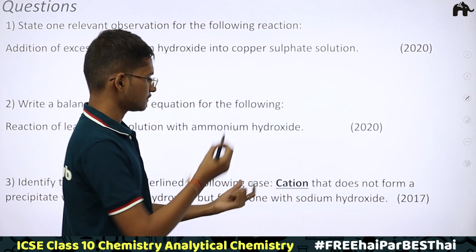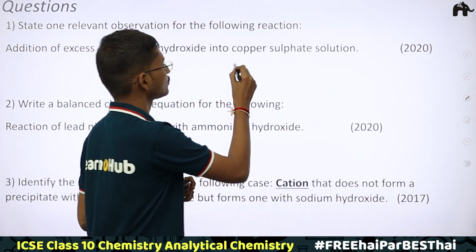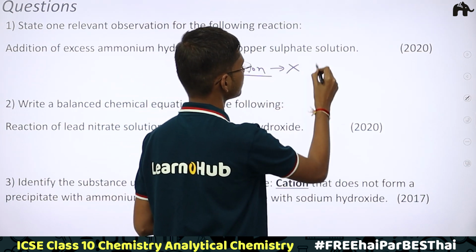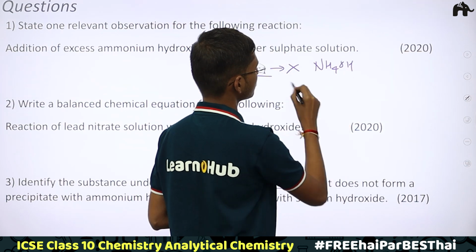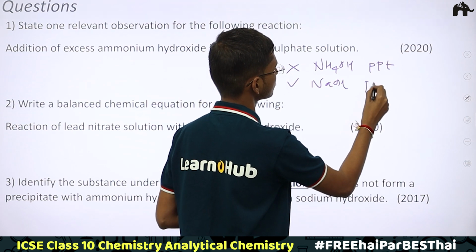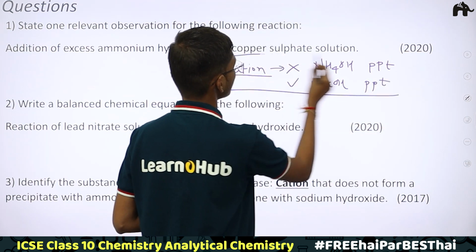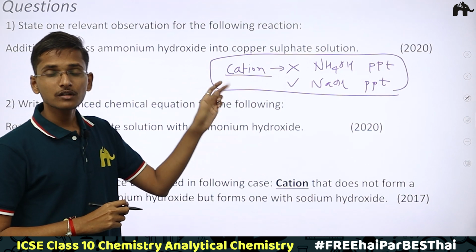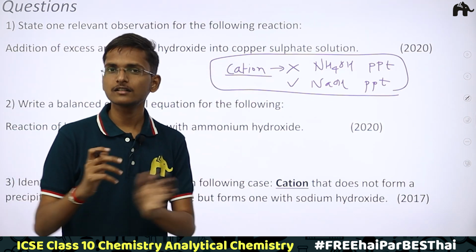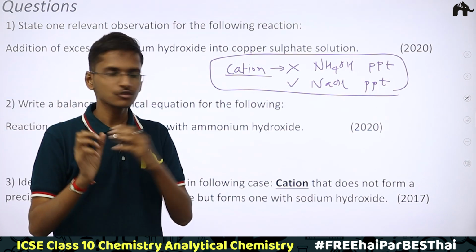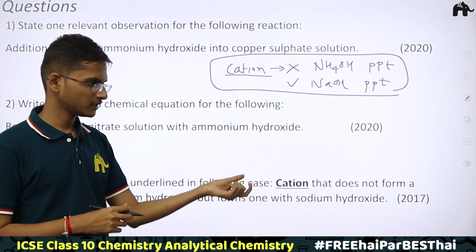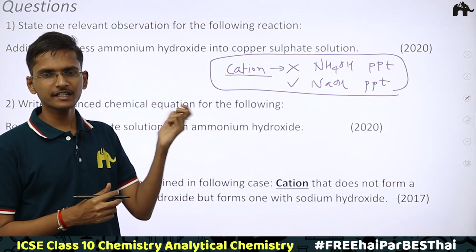See, they are talking about a cation that does not form a precipitate with ammonium hydroxide, but forms a precipitate with sodium hydroxide. Now it's very simple. You just try to remember. Okay, we are here talking about the metallic salt solutions, and these metallic salt solutions are having metallic ion, right? The starting point which we have studied. So that's why I have told you the concept, because without the concept, you won't be able to answer the questions without understanding it in detail.